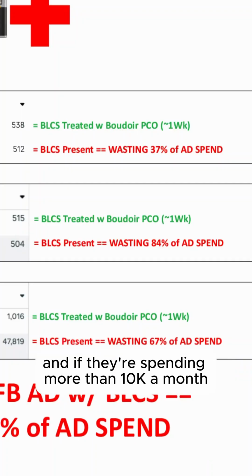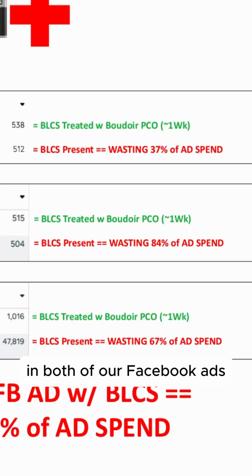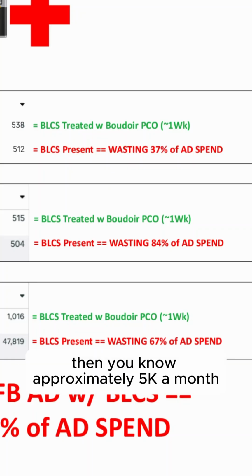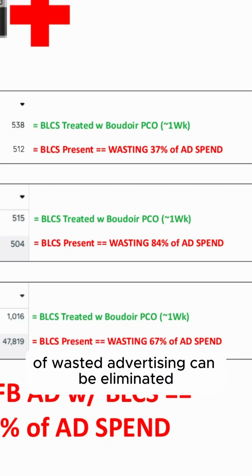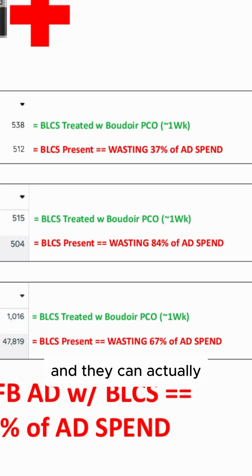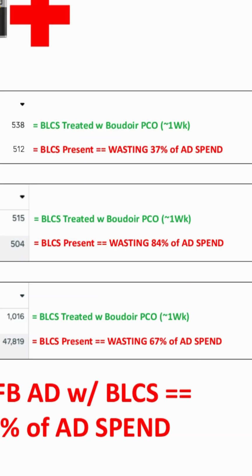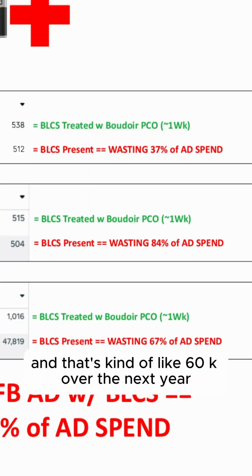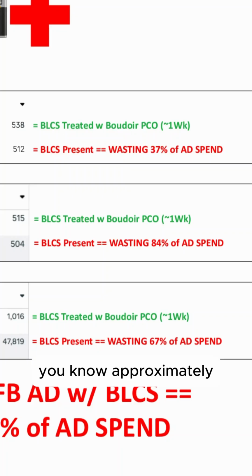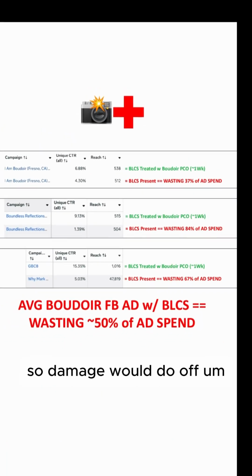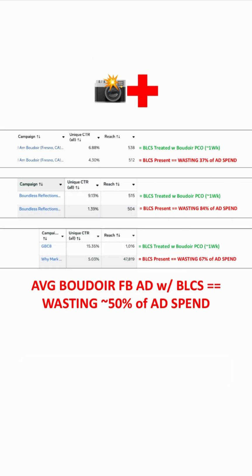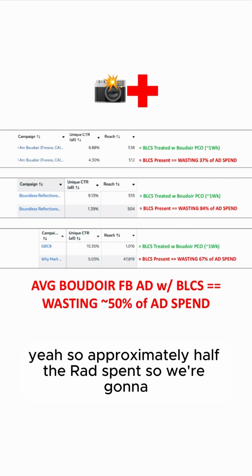And if they're spending more than 10K a month in Boudoir Facebook ads, then approximately 5K a month of wasted ad spend can be eliminated, and they can actually keep that in their pocket. And that's kind of like 60K over the next year, approximately. So the average Boudoir, so approximately half their ads.